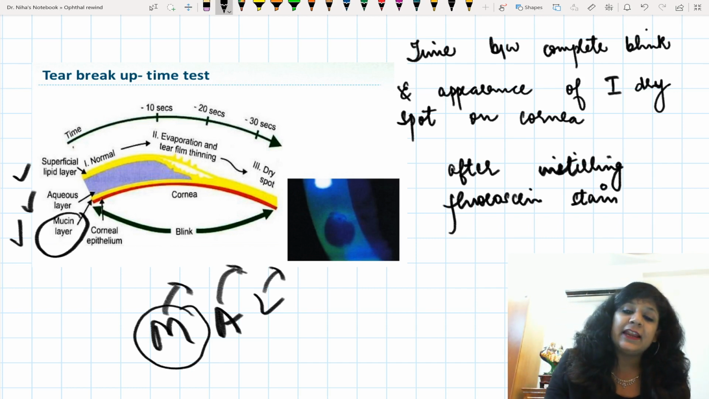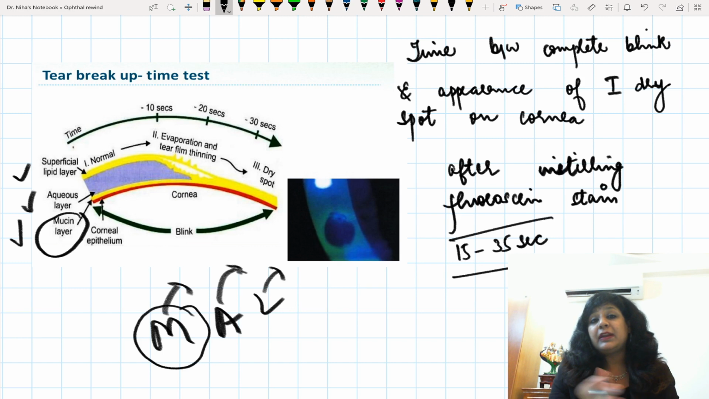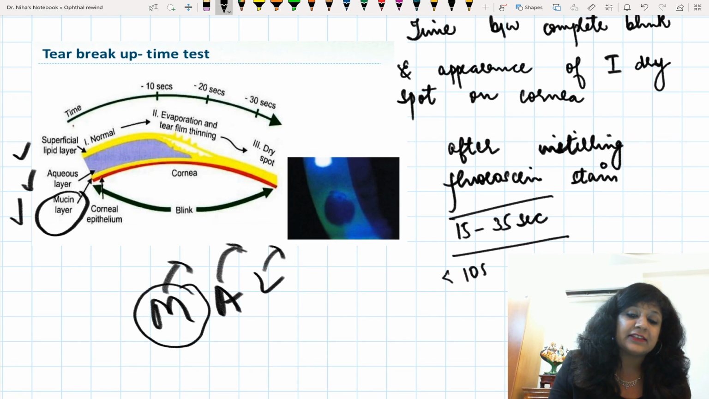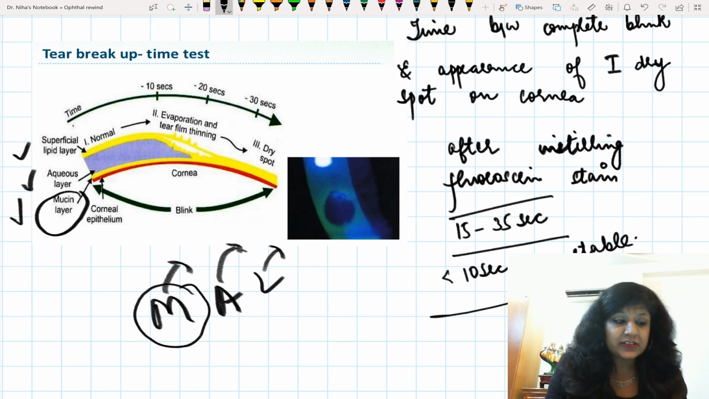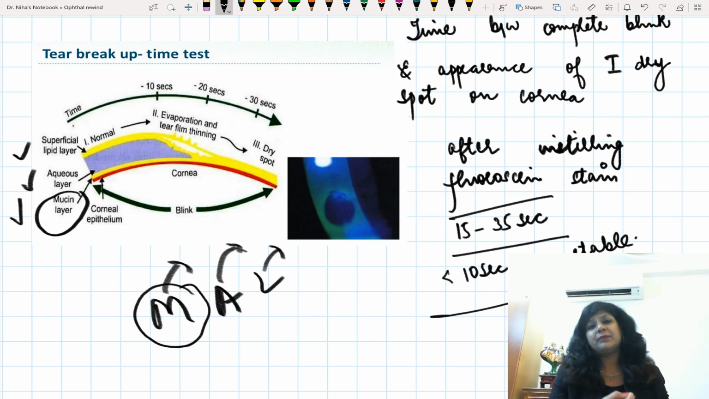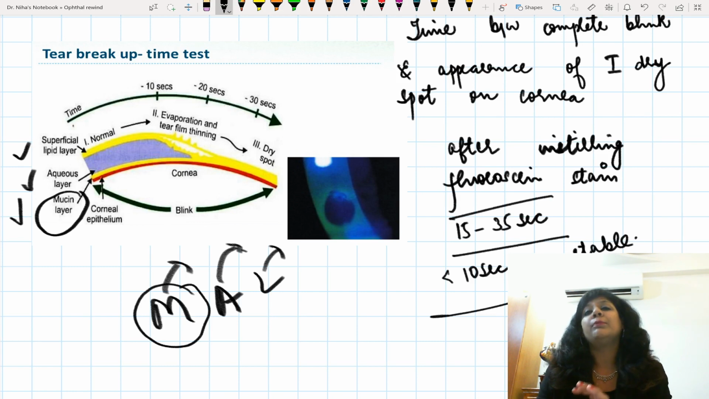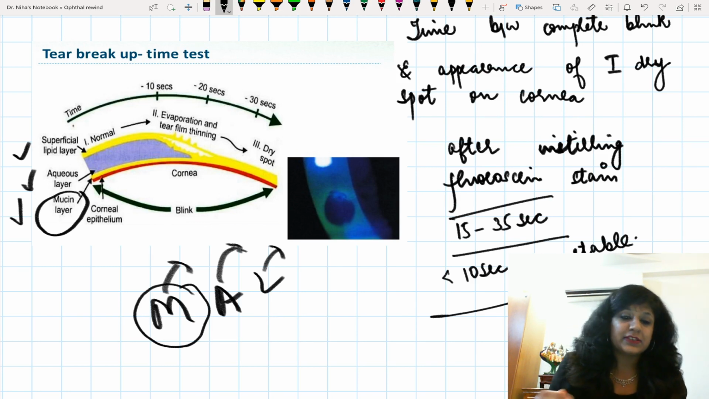So basically it takes about 15 to 35 seconds for this dry spot to appear. But if it is appearing very early, like less than 10 seconds, then I will say that this tear film is actually unstable. So whenever you want to check for the adequacy of the mucin component, then we use this test.